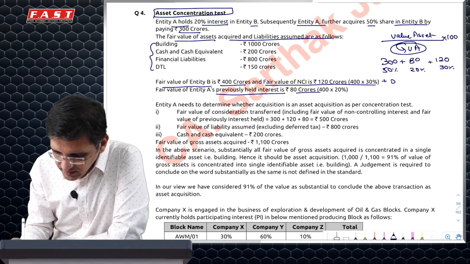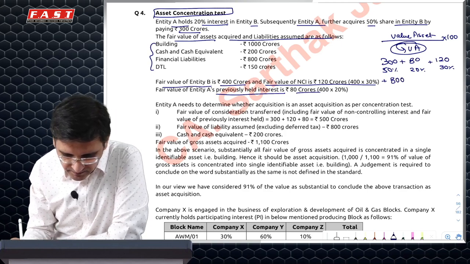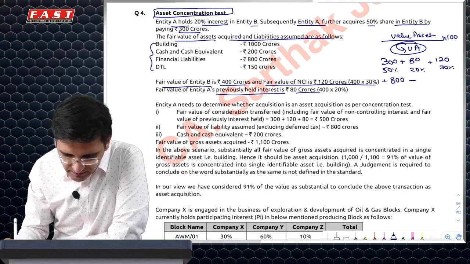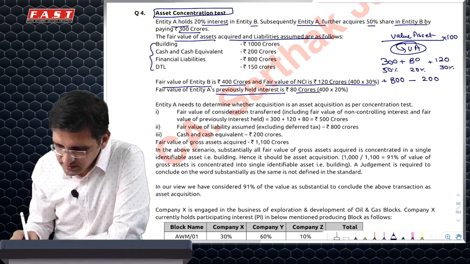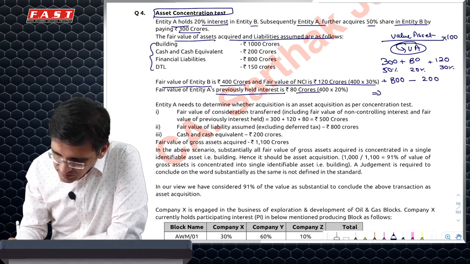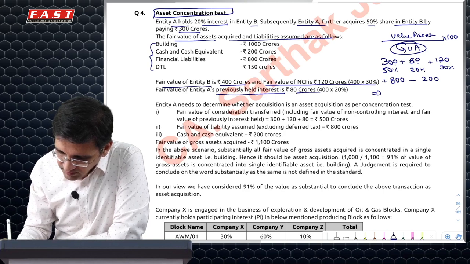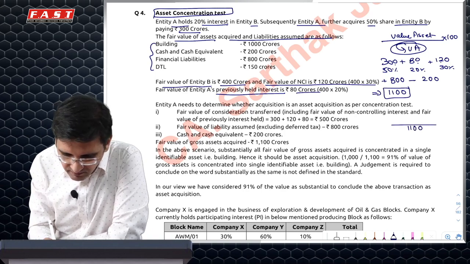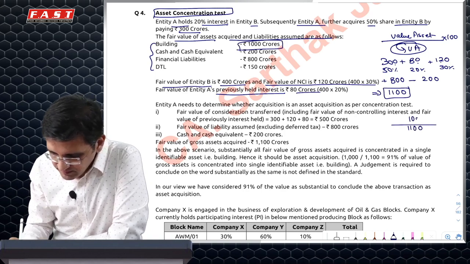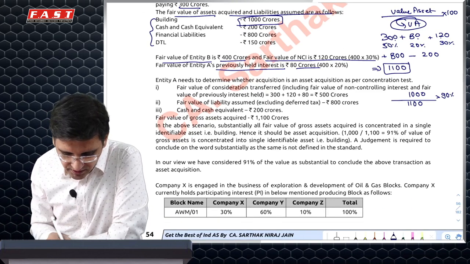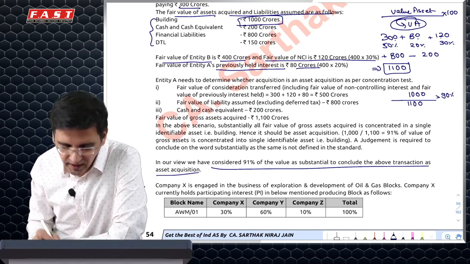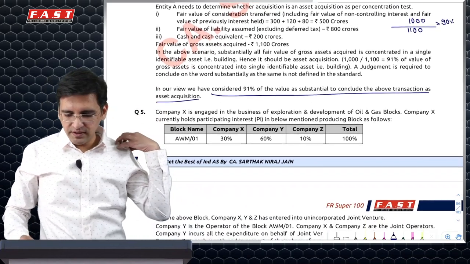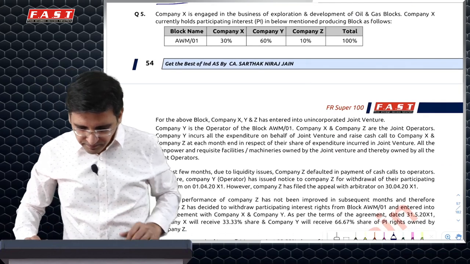Liabilities which I have taken, excluding DTL, I'll add at 800. DTA is to be excluded. There is no DTA. Cash and cash equivalents are to be excluded. So this would come to 500, 300, 1100. So gross value of asset is 1100. Major asset is building, which is 1000. This is more than 90%. Hence, asset concentration test is met, and it is asset acquisition and not business acquisition. This is the simplest way of doing it.